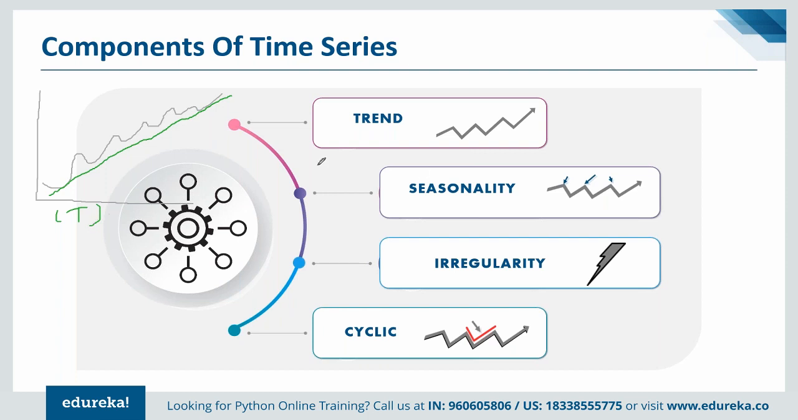So when we say the market is generally going up, we say it is an uptrending time series. And similarly, if the data is going down with time, we say it's a downtrending time series. And finally, if it's neither going up nor going down, then we say it's a stationary time series or zero trend time series.